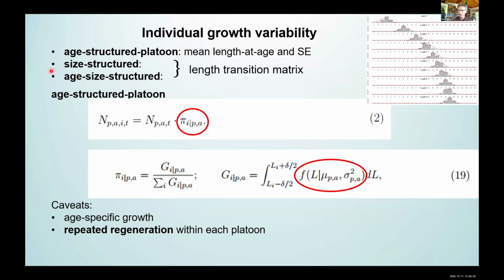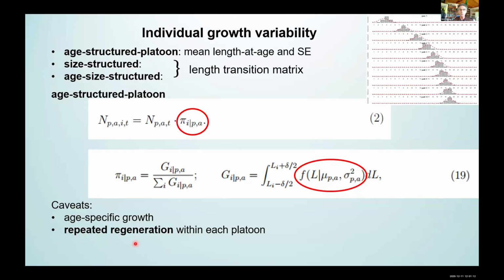Whereas for the size-structured and age-size-structured models, it has this length transition matrix, which has been mentioned in the previous 2 presentations. So as Andre stated, for the age-structured platoon model, you take your mean length at age with its variance to define a distribution. That's applied to your state matrix, and that gives you, for your platoon, the age-size composition in a particular time step. The caveat with this method is that growth is age-based, and it really requires this repeated regeneration with each time step.